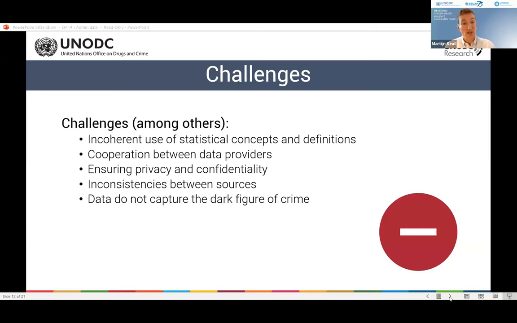We, of course, always need to think about data protection, as these are usually very detailed personal data points. So we need to take into account the relevant privacy and confidentiality laws. There are sometimes also inconsistencies between different sources. And of course, the last point, it's not really a challenge, it's more of a constraint of administrative data. We miss the dark figure of crime with administrative data, so we don't capture the full universe of it.